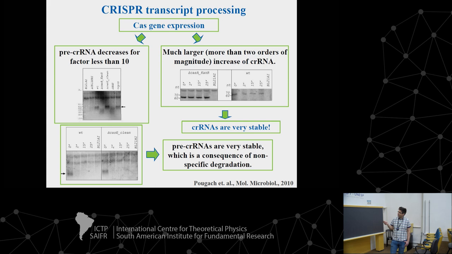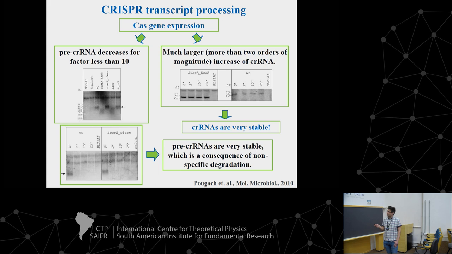I'm sorry, there is a mistake here. It should be very unstable. This instability is not a consequence of pre-crRNA being processed to crRNA, but it is actually a consequence of their non-specific degradation. So pre-crRNA is non-specifically degraded very fast inside the cell.